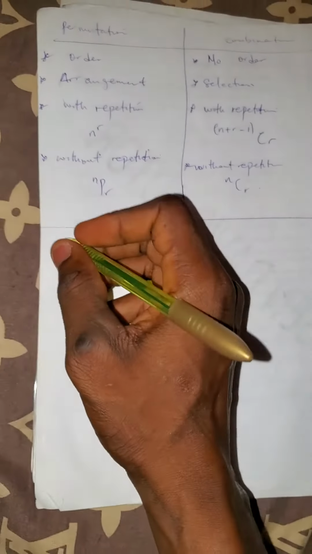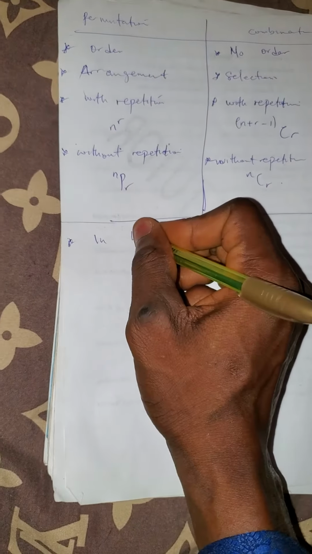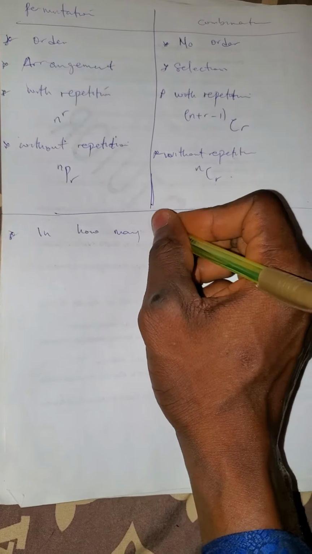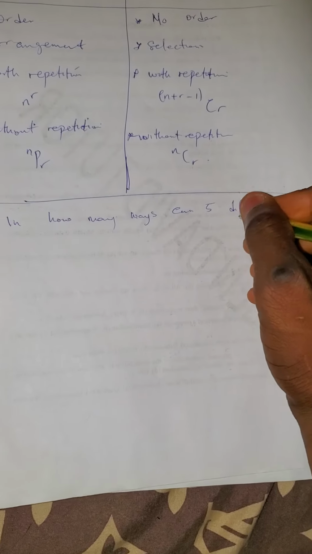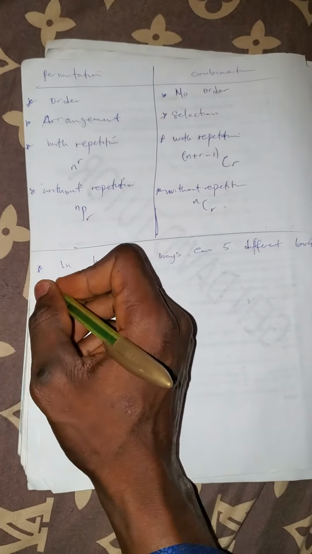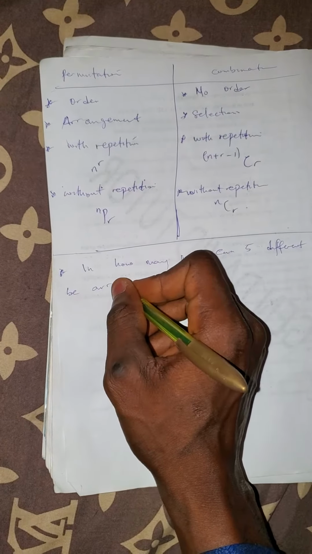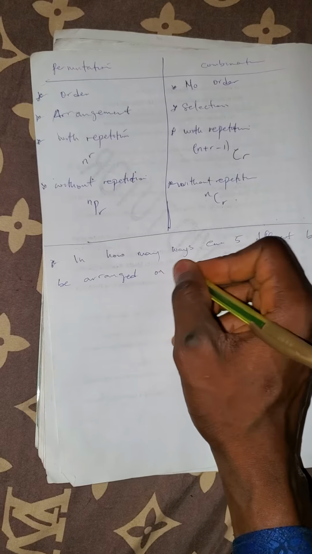Now let's take a look at questions. The first question says, in how many ways can 5 different books be arranged on a shelf?